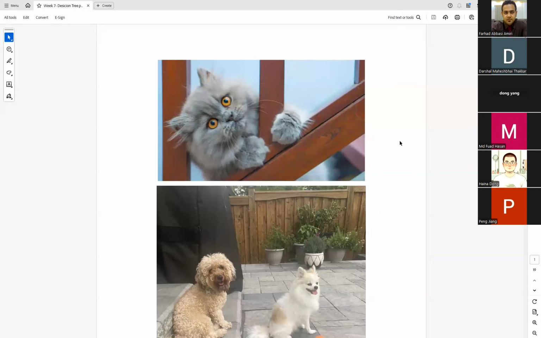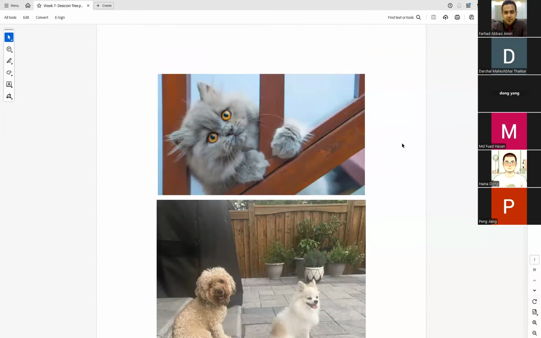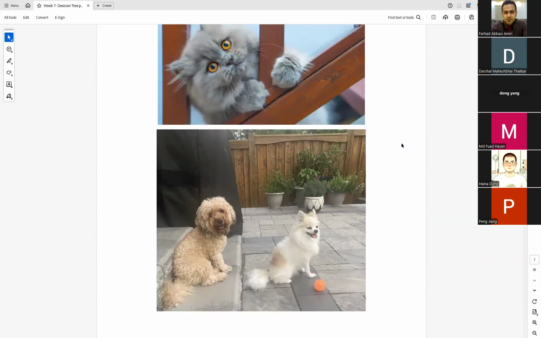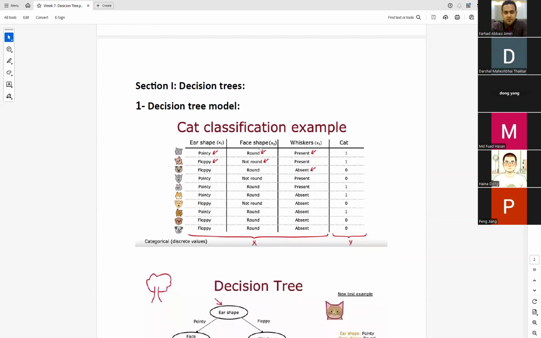So in this session, I'm going to talk about decision tree, one supervised machine learning algorithm. The example that I'm going to look at today is a classification problem to classify if an image is cat or not cat. So the first section, decision tree. Here I'm going to talk about the decision tree model and its structure.